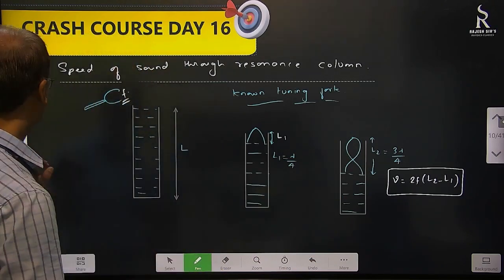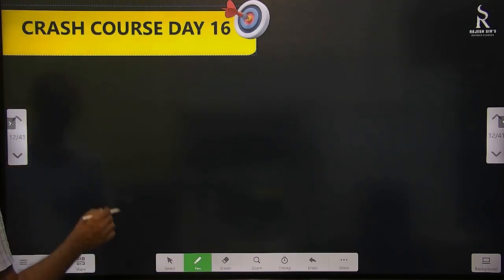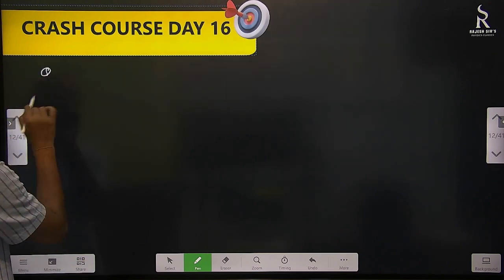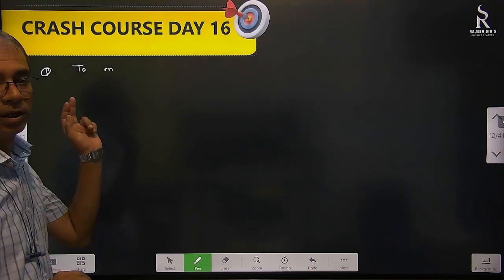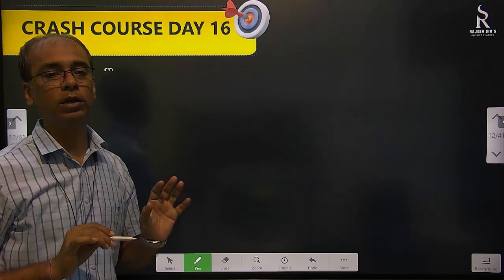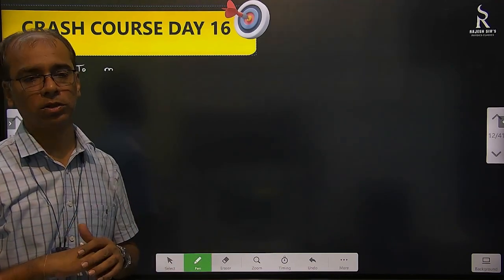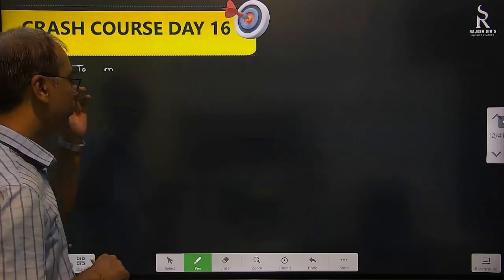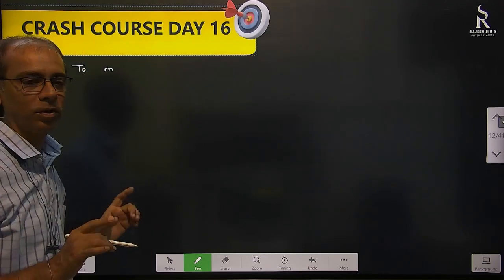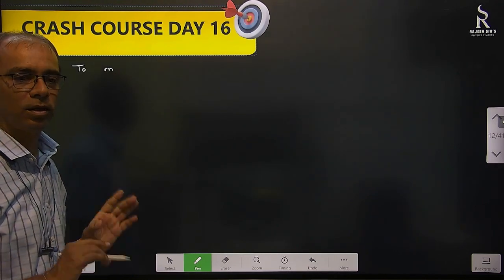Something I'll try to make. Let's see if we are able to make one question on this one. Not necessarily will they write to measure the speed of sound, because when we write that, immediately it clicks in your mind that they are talking about resonance column. So it's not necessary, but you have to be aware. Whenever they say there are two lengths of organ pipe, immediately it should come in your mind that this is a question related to resonance column.